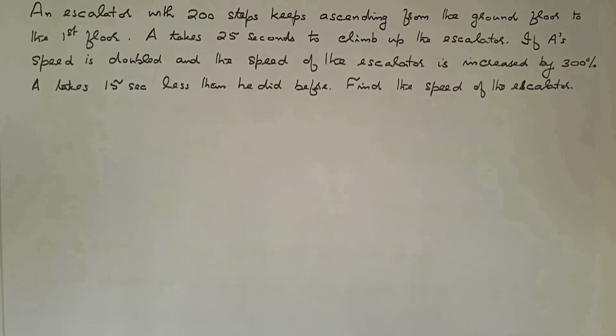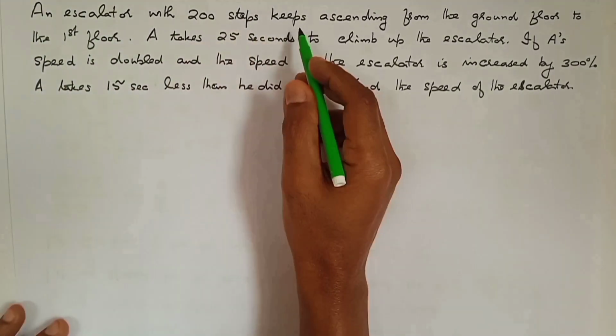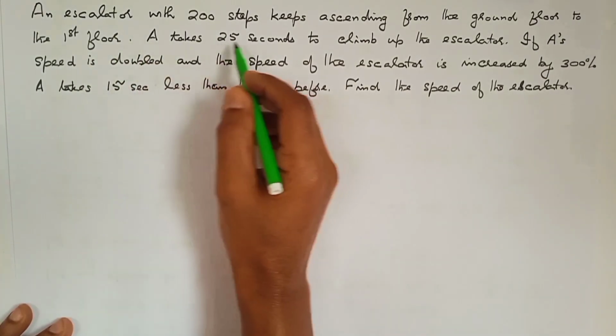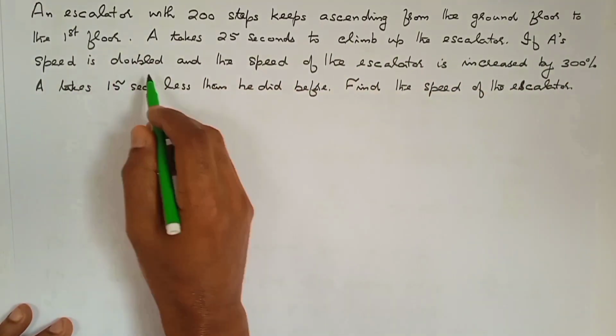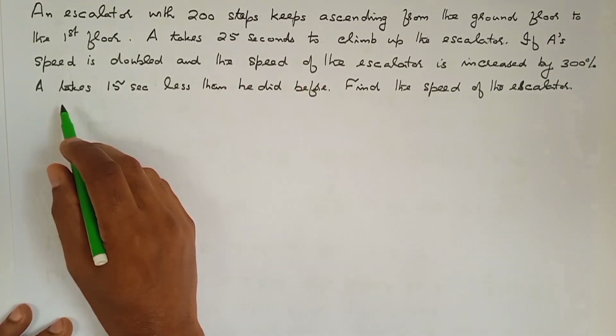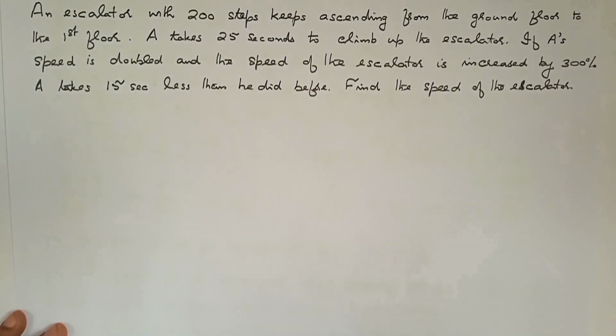Hey guys, let's look at problems on escalator from time and distance. The question is this: an escalator with 200 steps keeps ascending from the ground floor to the first floor. It takes 25 seconds to climb up the escalator. If A's speed is doubled and the speed of the escalator is increased by 300%, it takes 15 seconds less than it did before. Find the speed of the escalator.